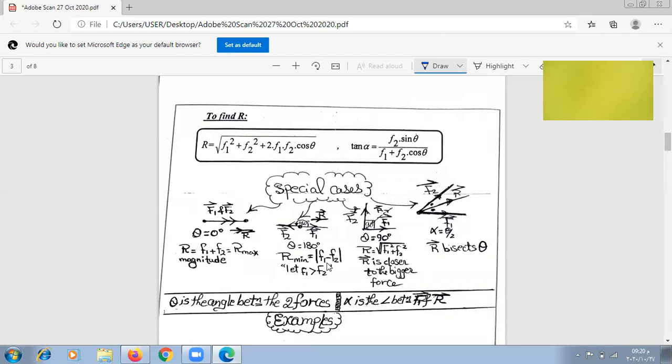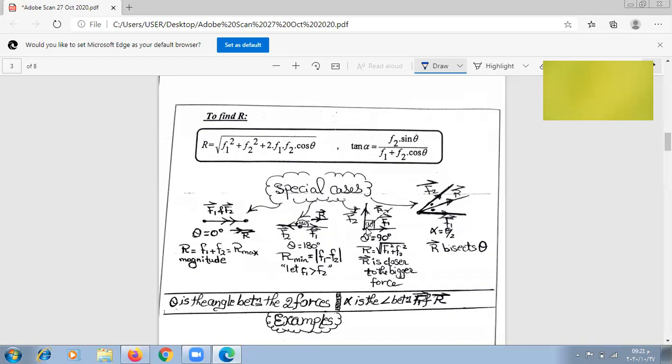One of you will pick F1 as 50 newtons and F2 as 40 newtons. So the answer will be 10 newtons. In this case, the resultant will be equal to 10 newtons. Now, what if one of you chose F1 to be 40 newtons and F2 to be 50 newtons? The answer will be negative 10. There is no magnitude having a negative sign. This is why we put the absolute value signs.